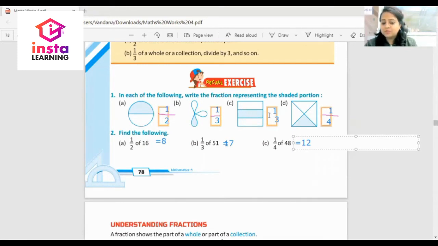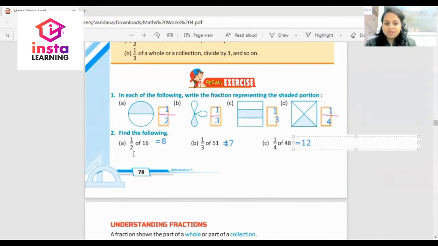1/3 is here also, because here the strips that are shaded are 1 only. And how many strips are there? 1, 2, 3. In a square, triangles are 4, and 1 is shaded too. So 1/4. Okay, very easy.